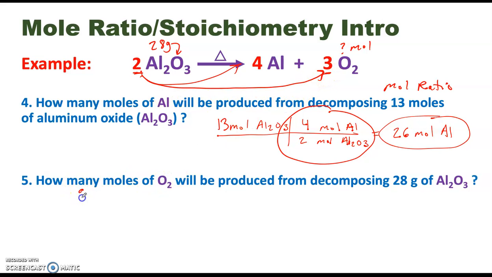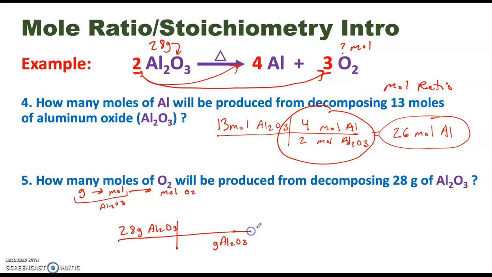So what it's going to end up looking like is I go grams to moles of aluminum oxide, then I go to moles of O2. So these two things are going to be Al2O3, and then I'll convert to moles of oxygen. To start with, I'm going to take 28 grams of Al2O3. I'm going to bring grams of Al2O3 down. Now I said I had to go from grams to moles, so I'm going to go moles of Al2O3.